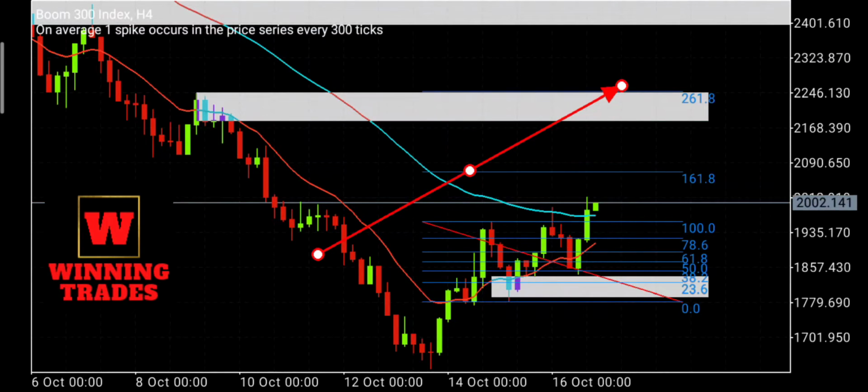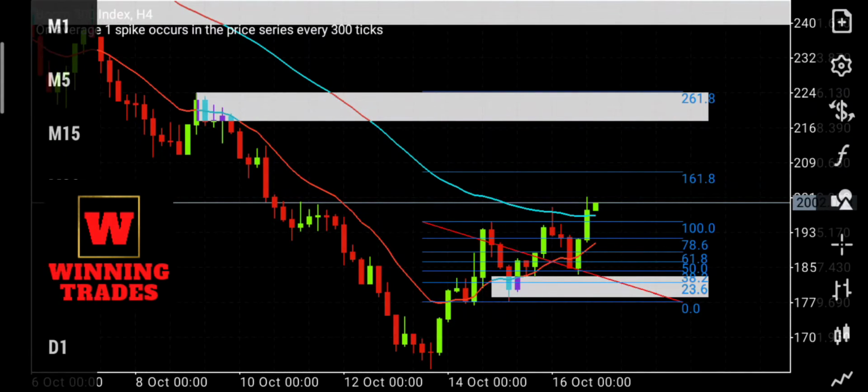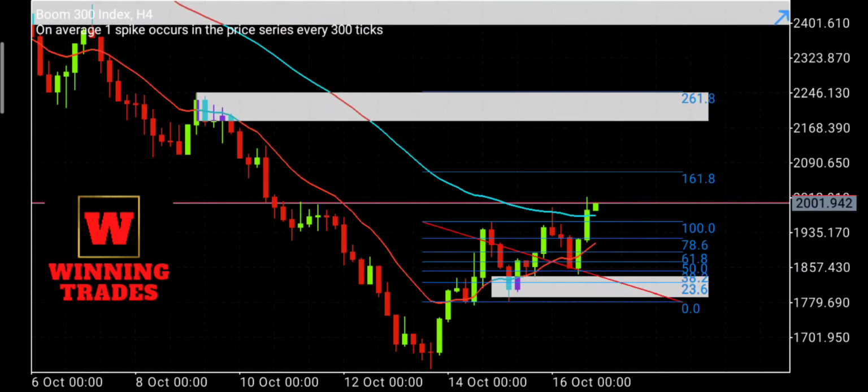Look at this. This is the 261.8 level. So I'm in favor of a buy. I'm favoring that price will come all the way up to this point. Okay, so that's why I favor a buy for this week. Saying that Boom 300 will keep buying for maybe throughout this week, maybe minor retracements and then continue the buy.